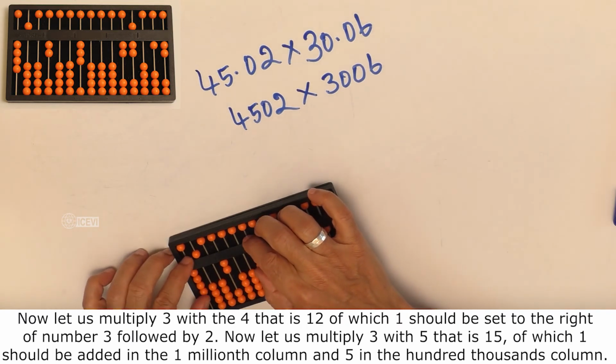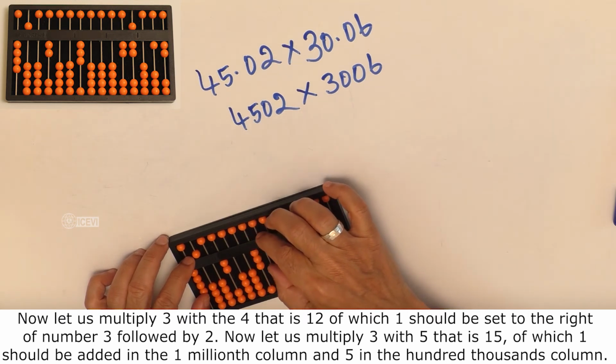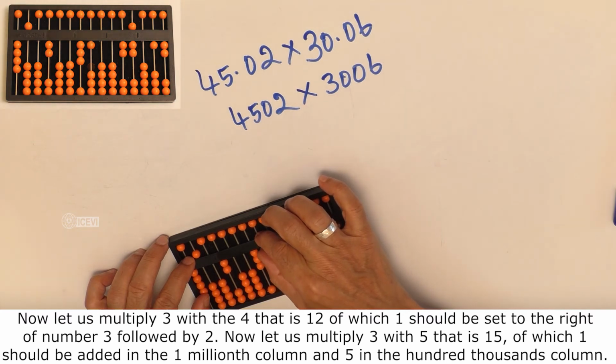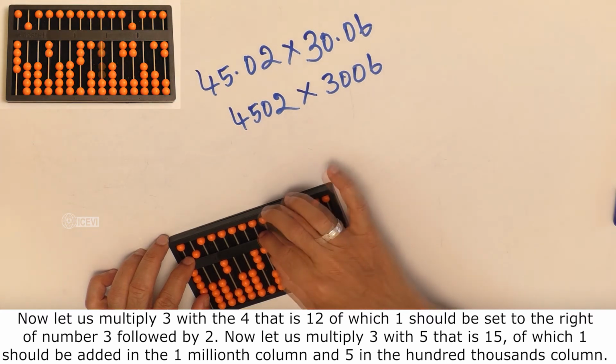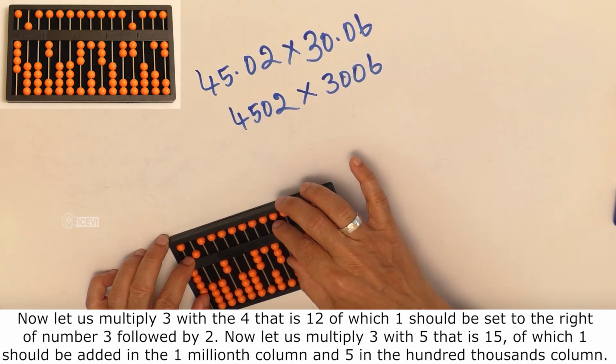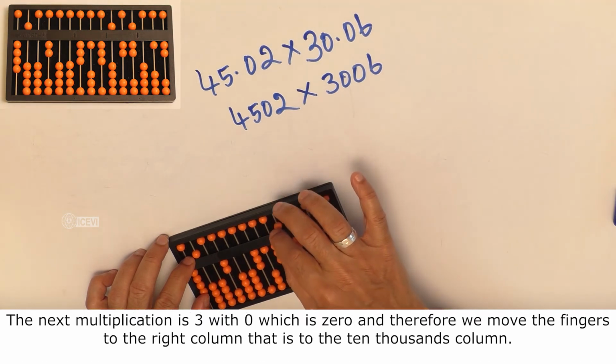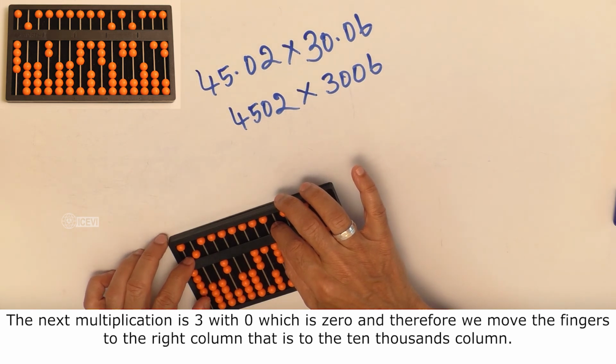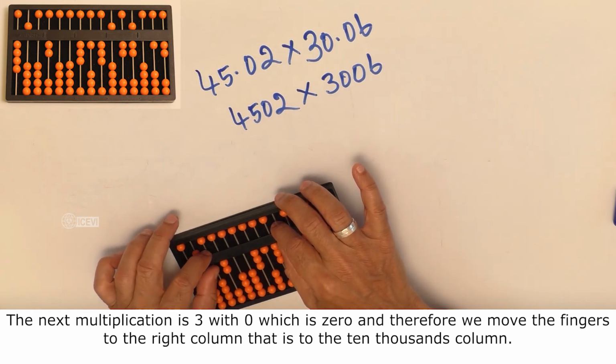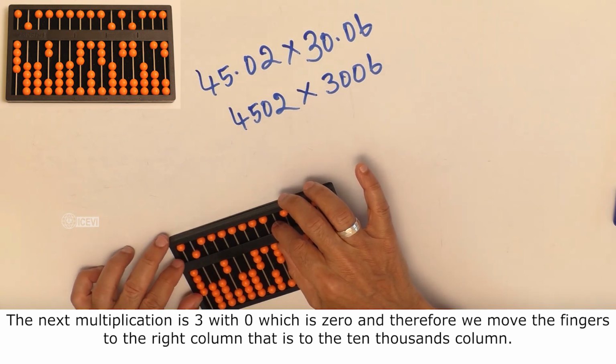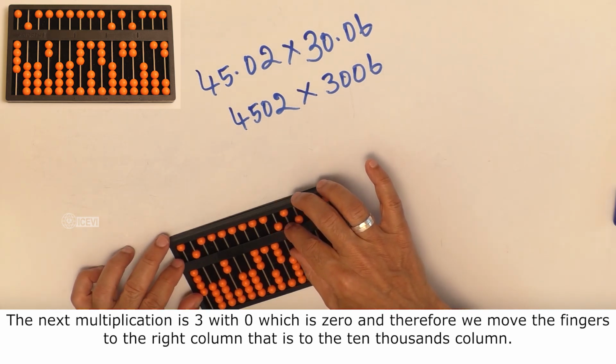Now let us multiply 3 with 4, that is 12, of which 1 should be set to the right of the number 3, followed by 2. Now let us multiply 3 with 5, that is 15, of which 1 should be added in the 1,000,000th column and 5 in the 100,000s column. The next multiplication is 3 with 0, which is 0, and therefore we move the fingers to the right column, that is to the 10,000s column.